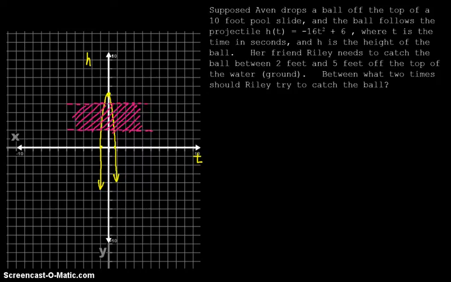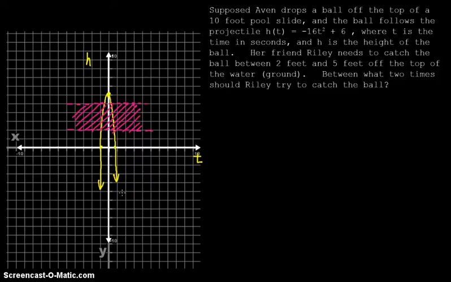Avon drops a ball off the top of a 10-foot pool slide, and the ball follows the projectile h of t equals negative 16t squared plus 6. T is the time in seconds, and h is the height of the ball. As you can see here, I've taken the time to graph the entire equation. I know that my y-axis is the h, the height, and my x-axis is the t. So now I'm dealing with h's and t's. Doesn't matter, same thing. H and x and y, h and t.